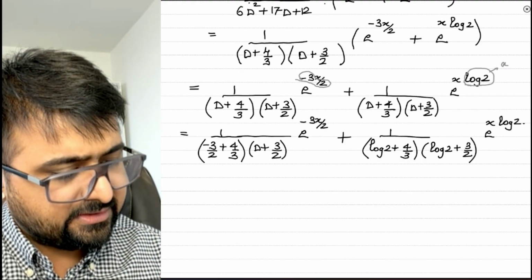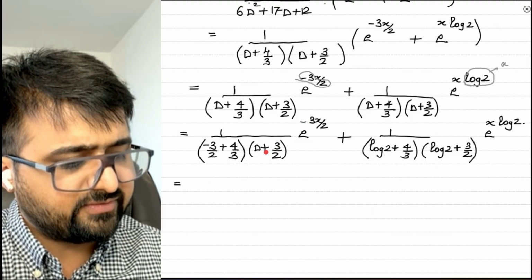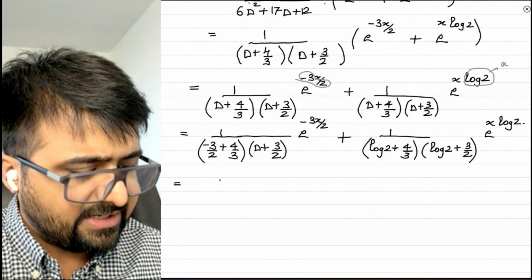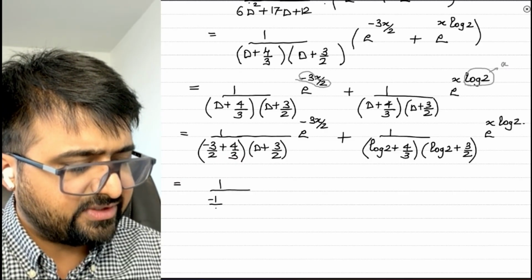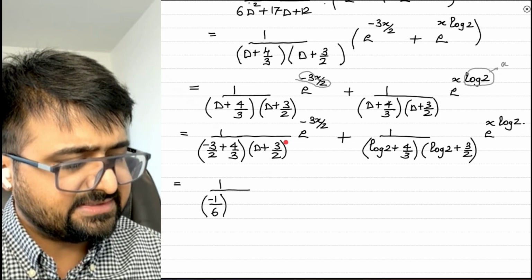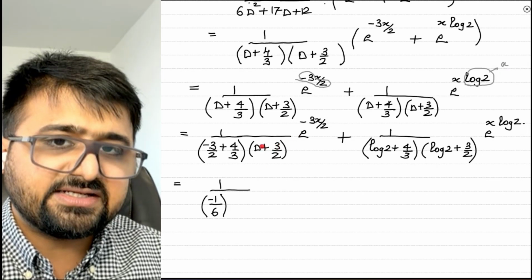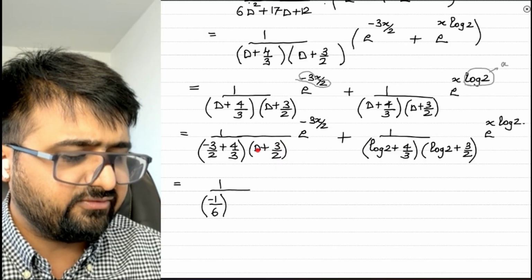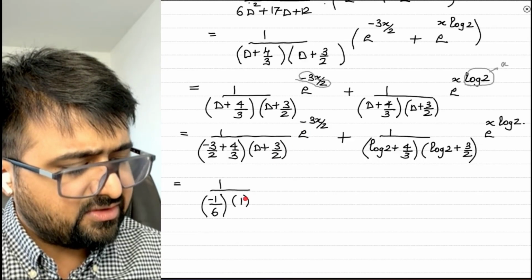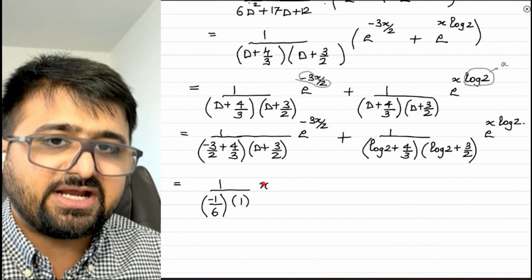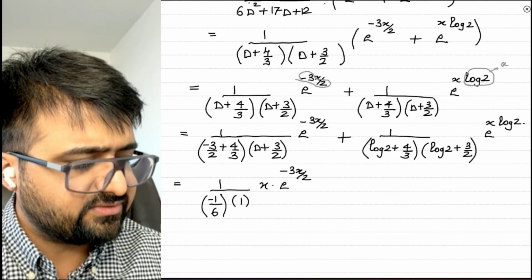All right. Let's simplify this a little bit. Since this is making the denominator 0, what we can do is take the derivative here. So we have 1 upon, let's simplify this first. Minus 9 plus 8 is minus 1 by 6. And let's take the derivative of the denominator with respect to d, which is just 1. After taking the derivative, we have to multiply an extra x in the numerator, as we have learned in the concepts. And then we have minus 3x by 2. I hope this is making sense.